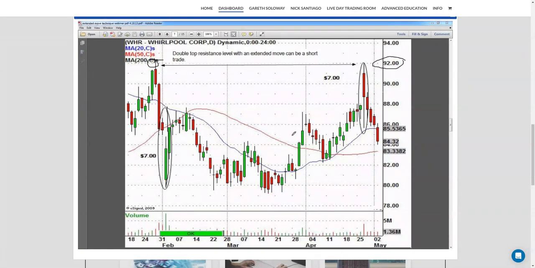I mean, look at this thing. Look at the pullback on it. It's tremendous. All right? Happens all the time.